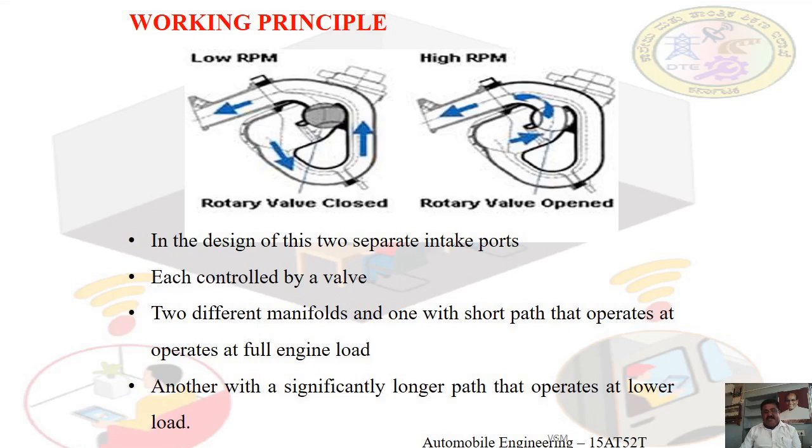Number one, when the engine speed is low, say for example 900 RPM to 1500 RPM, we consider it as lower RPM. By that time the engine runs very slowly and requires less fresh charge, less intake air. So at that time the rotary valve is closed and the air is passed through the longer path.